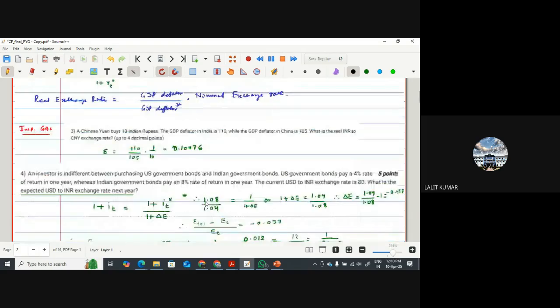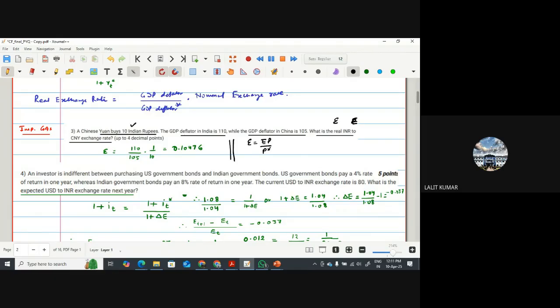So a question was: a Chinese yuan buys 10 Indian rupees. The GDP deflator in India is 110. GDP deflator in China is 105. So what is the real INR to CNY exchange rate? So here all the concepts will come. First of all, we have to calculate the exchange rate, that is E. Real here, sorry, small e. So small e is equal to E into P divided by P star.